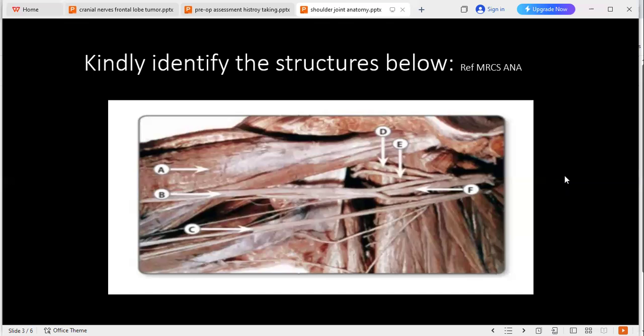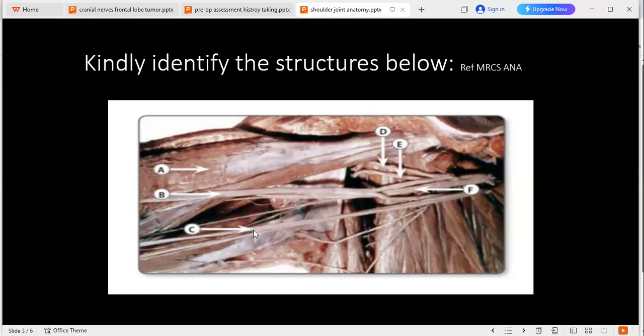What are the branches of the cords? Very quickly. The lateral cord has three branches: musculocutaneous, lateral root of median, and lateral pectoral nerve. The posterior cord has five branches: axillary, radial, upper and lower subscapular, and thoracodorsal. The medial cord has five branches as well: medial cutaneous nerve of arm, medial cutaneous nerve of forearm, medial root of median, and ulnar.